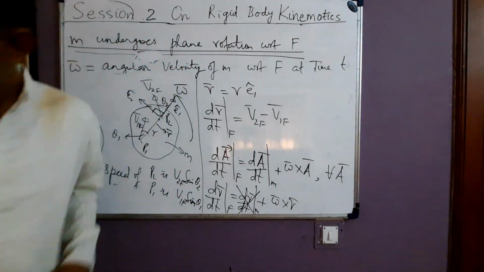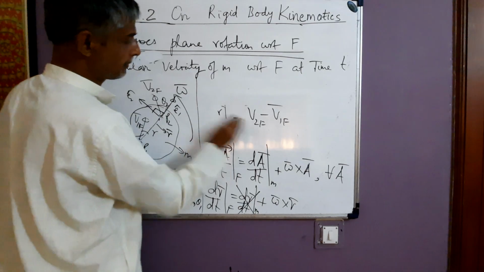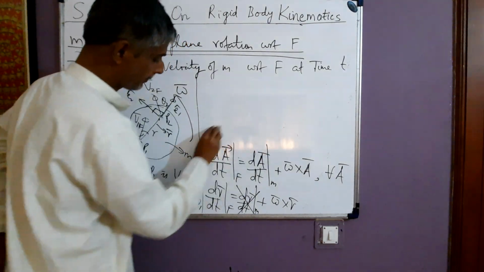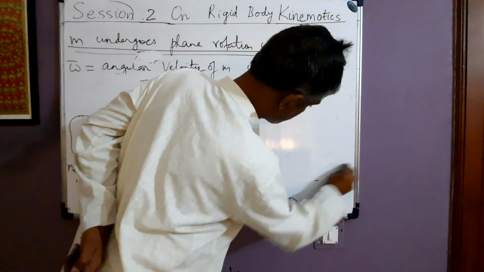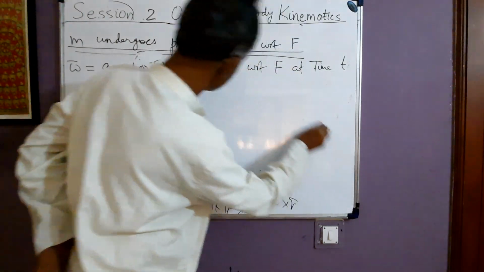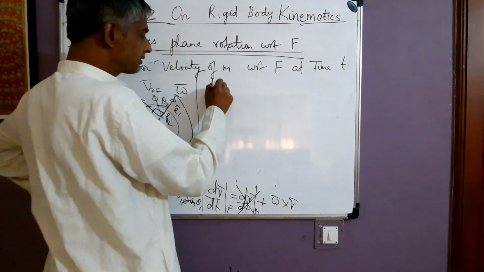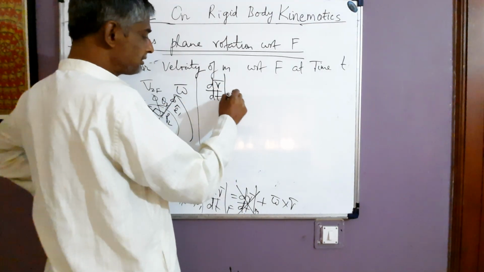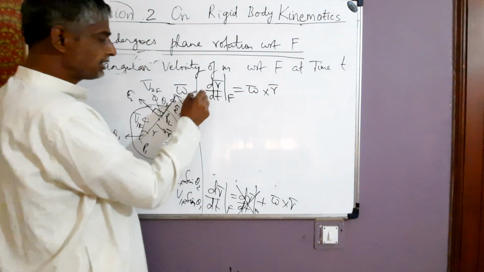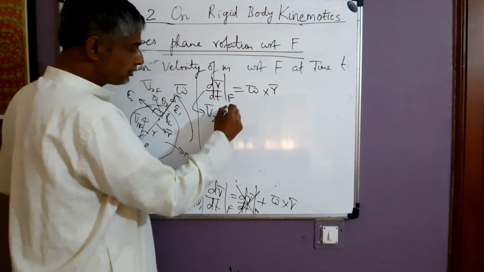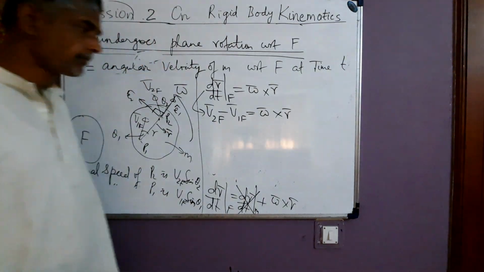Fine. Now I'll wrap it here. So this term goes away. Then what do we get? dr by dt in frame F is equal to omega cross r. Now what is dr by dt in frame F, as I discussed just now? V2F minus V1F is equal to omega cross r.